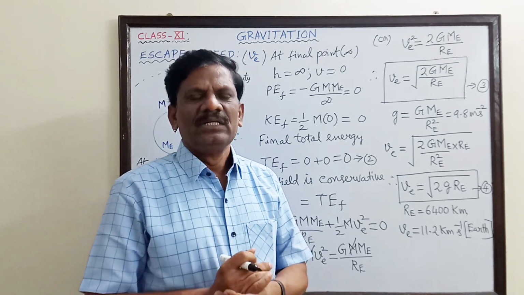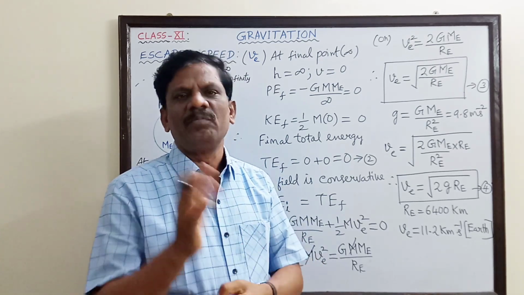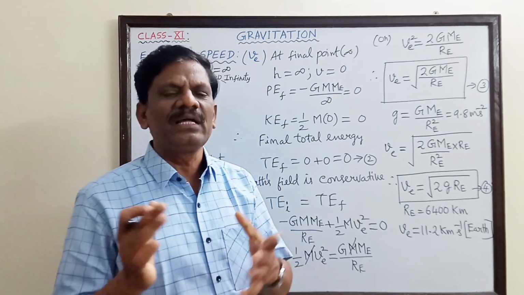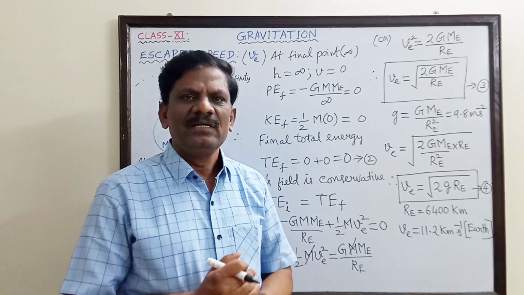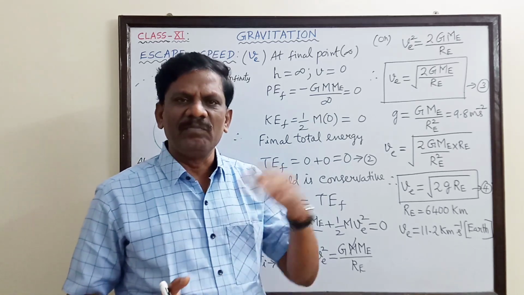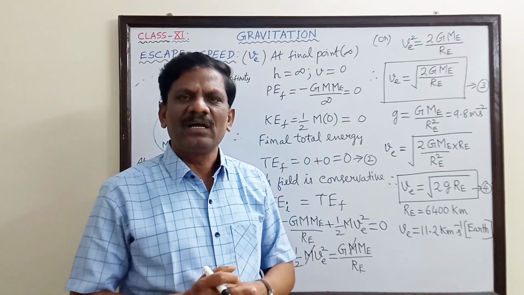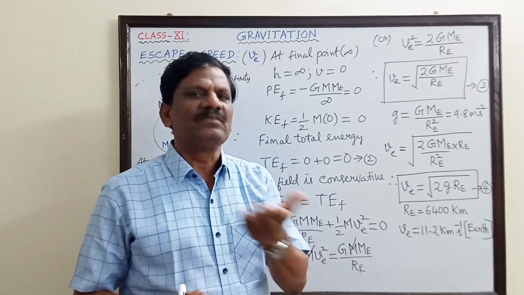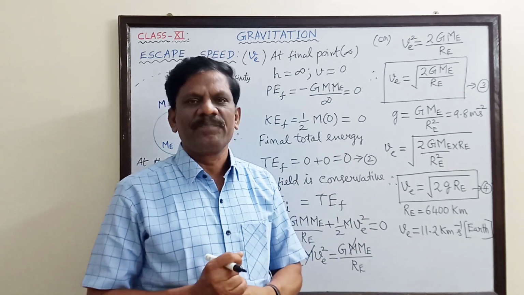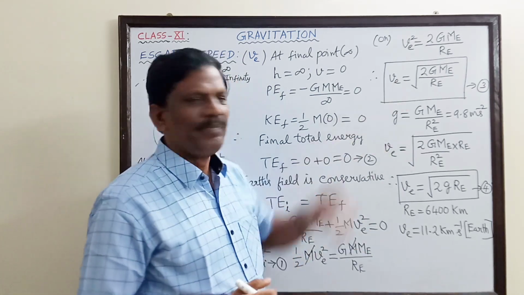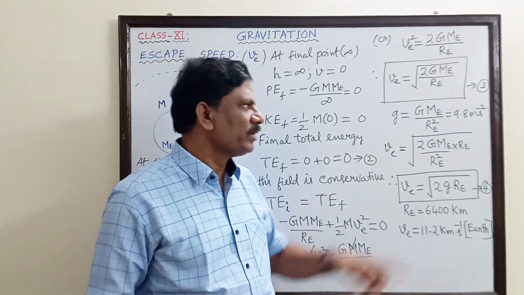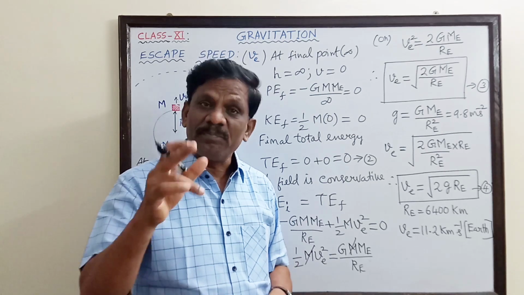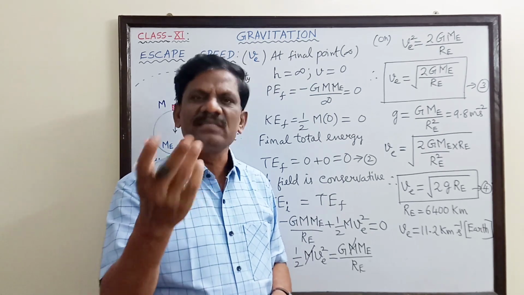Because to distract you in the competitive exams, they will ask to find the ratio of the escape speed of two objects, where the second has double the mass of the first, or the first is double the mass of the second, like that. It does not depend on the mass of the object. It is the same for any object. It depends only on the dimensions of the planet or any surface.